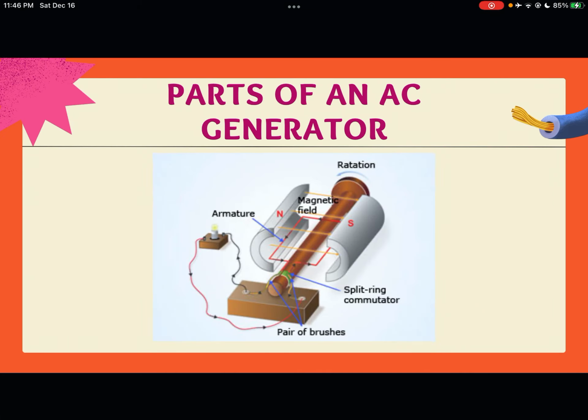Here is a part of a generator, or maybe it's an illustration of the parts of an AC generator. Rotation, magnetic fields, north and south. You can see north, south, and between the north and south, it's the spinning thing. That's the armature. Connected to the armature, rings. Connected to the pair of rings, you got your wires.